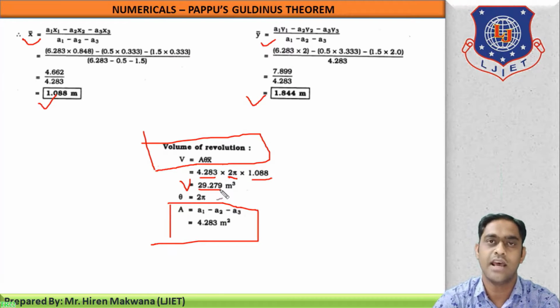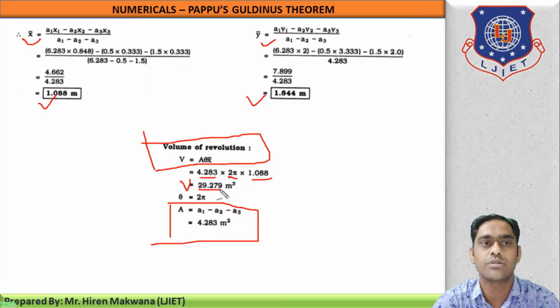So students, these are the two numericals of Pappus Guldinus theorem. Now you have practiced these sums, so you have to speed up yourself and practice some more examples on your own. These two examples should be repeated again and again in your notebook. Then you will master this method.